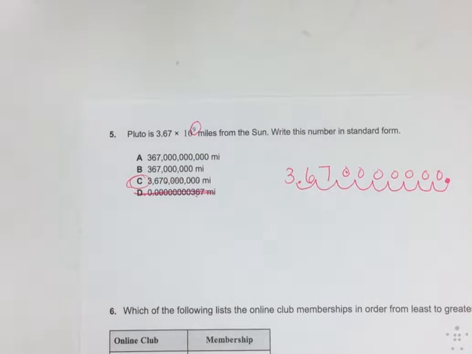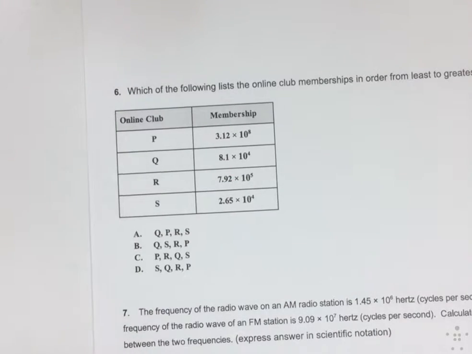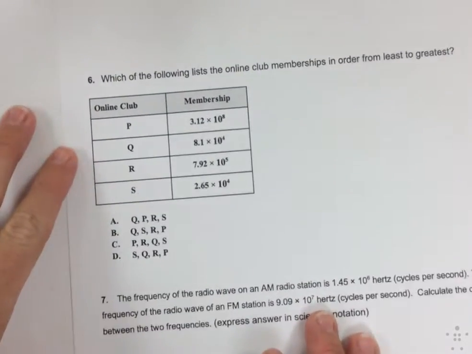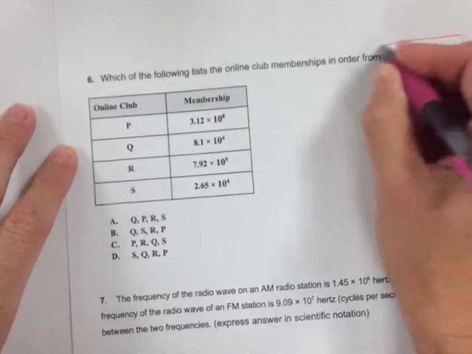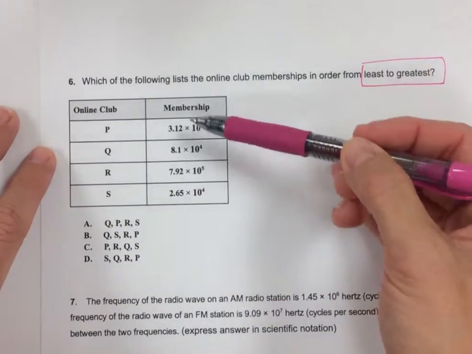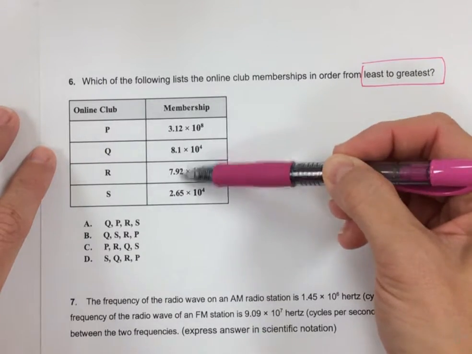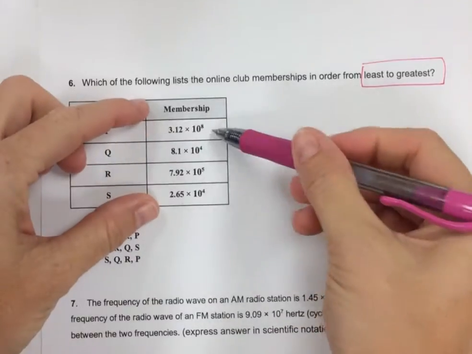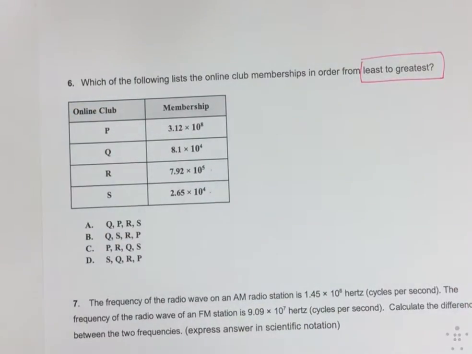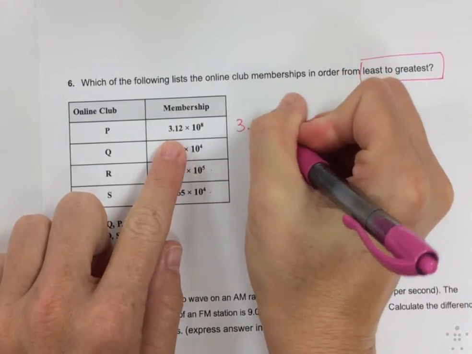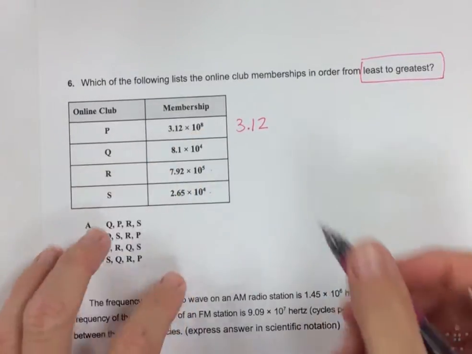All right. Problem number 6. Which of the following lists on the online club membership is in order from least to greatest? Make sure you read those carefully, least to greatest. Now, not all of these have the same place values, so I'm just going to spread them out so that you can see them. You can compare these 3 if you wanted to. I'm going to take this 3, and I'm going to move it 8 places to the right.